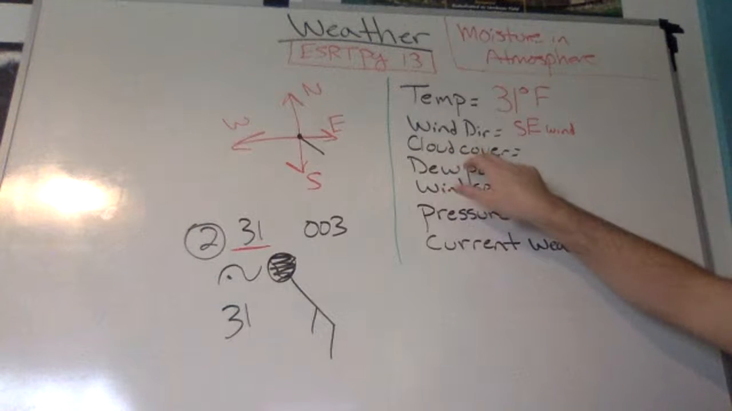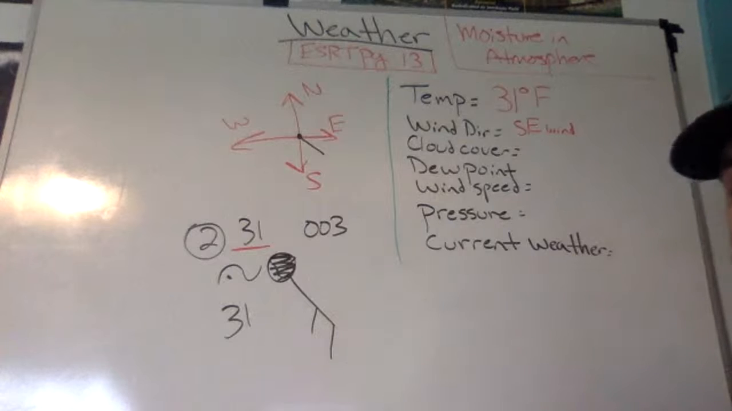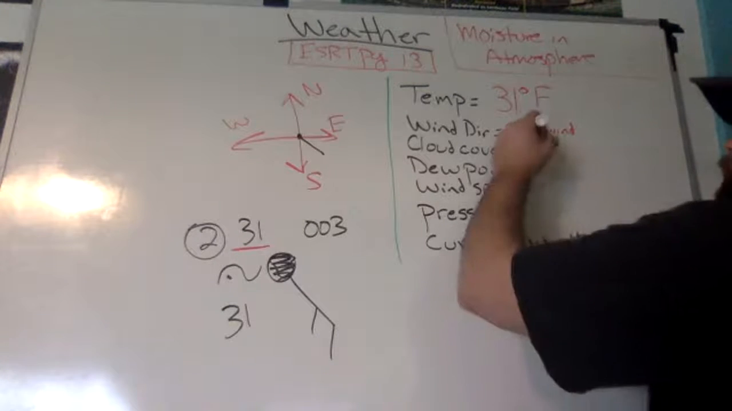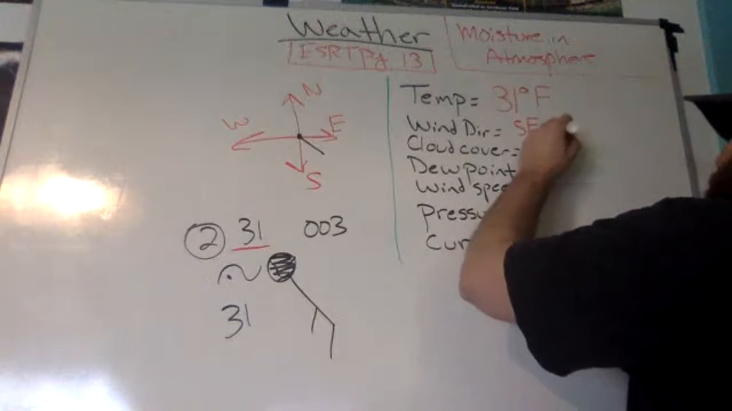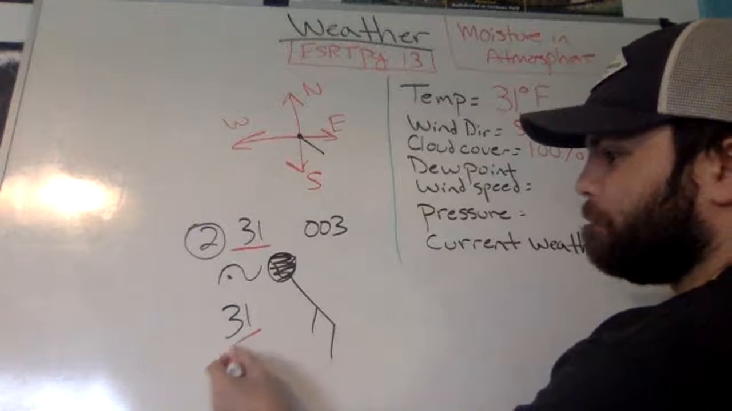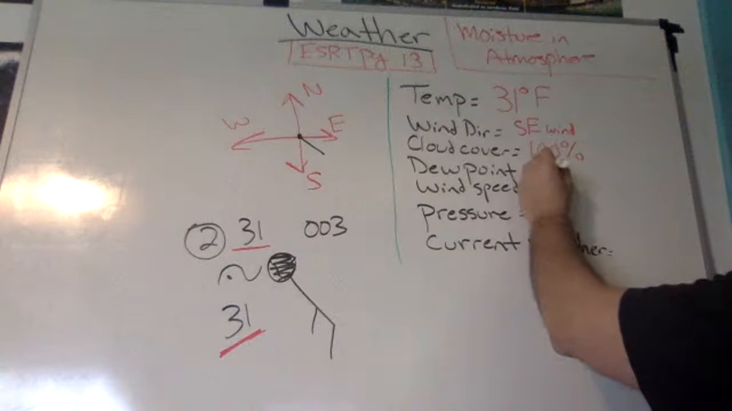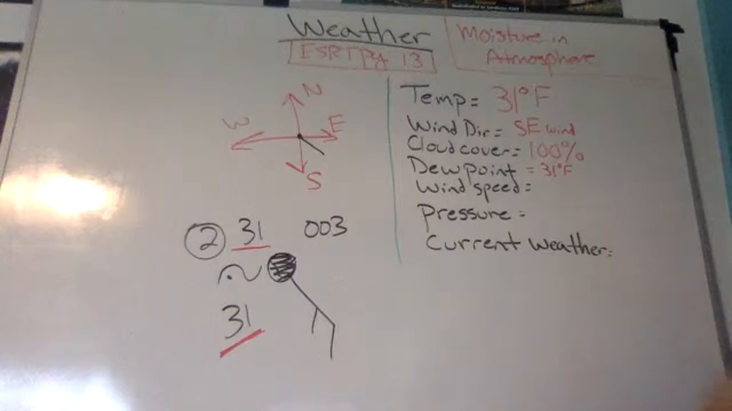Now, let's look at cloud coverage. Number 2, the whole thing is shaded in. So if the whole circle is shaded in, it's going to be 100%. All right? Now we got to look at dew point. Dew point is the bottom left number. So that is also 31 degrees Fahrenheit.